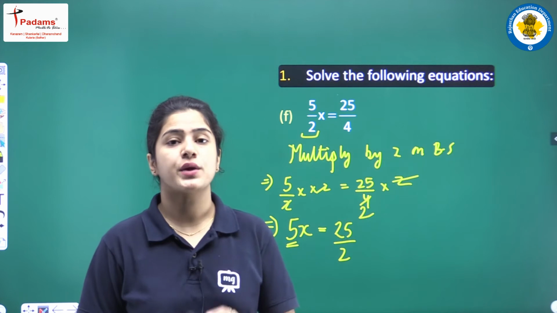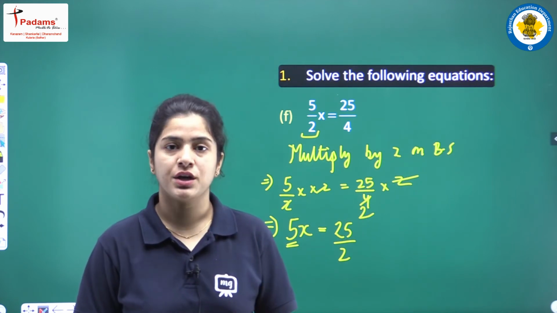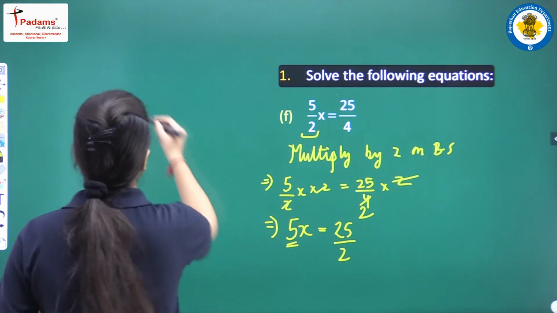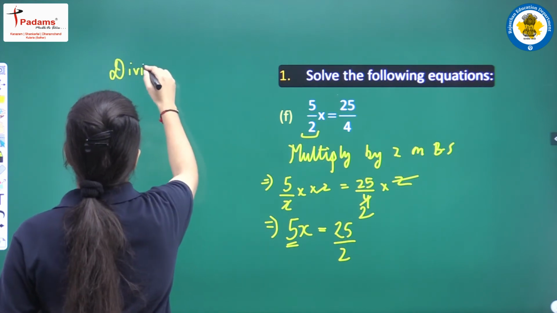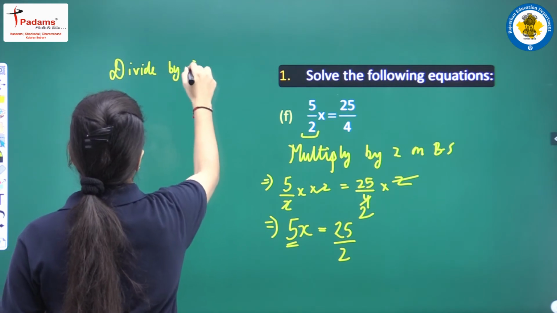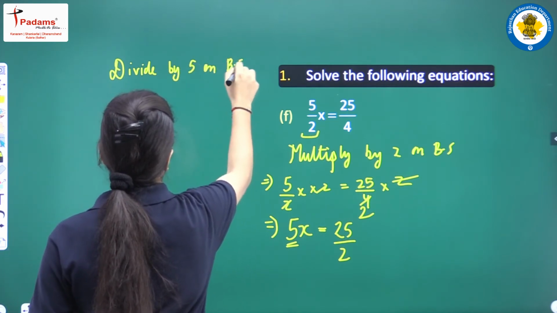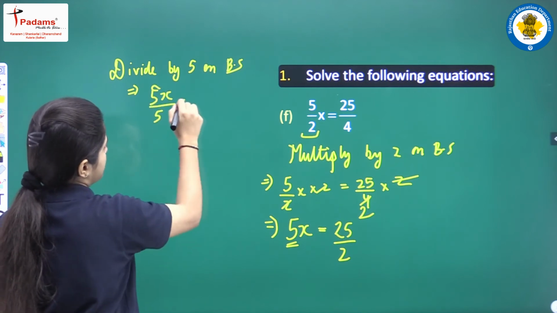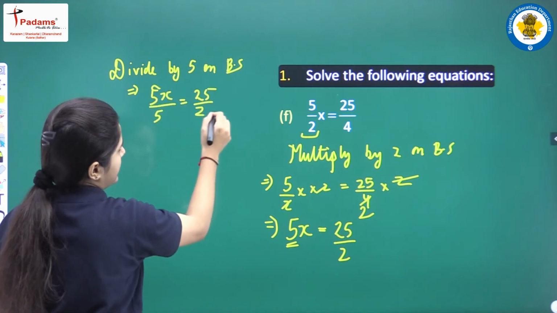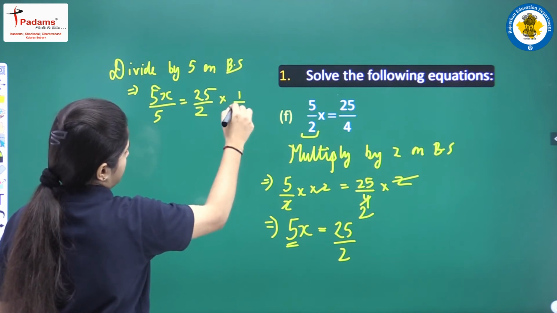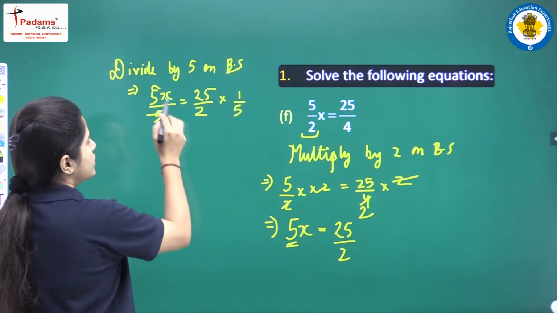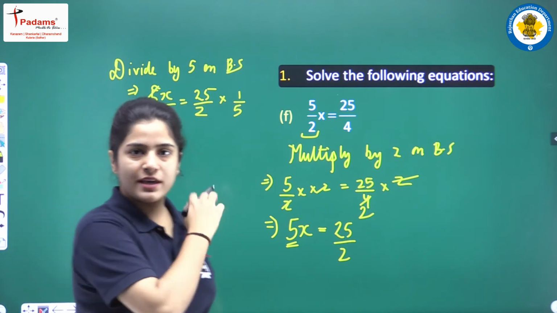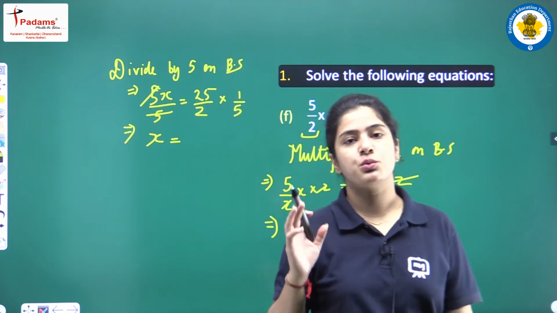Okay students, now this 5 is in multiplication with the variable, right? So if you want to eliminate the 5, what you need to do? You will divide by 5 on both the sides. Okay students, have a look. Divide by 5 on both sides. 5x upon 5 is equal to 25 upon 2 into 1 upon 5, right students? Now this 5 and this 5 will cancel out each other. What is left? x is left.